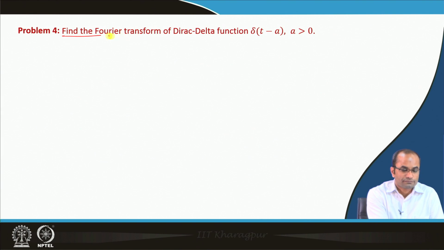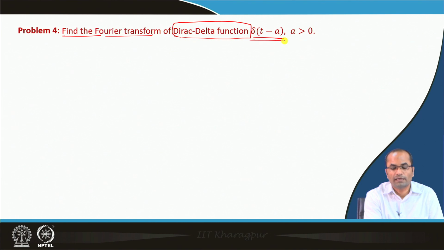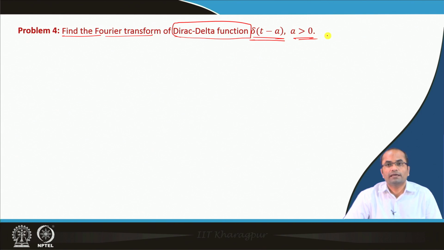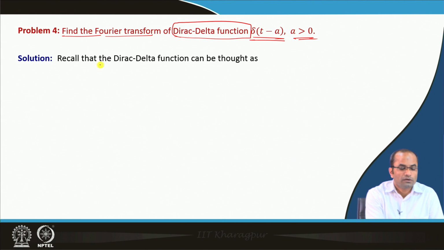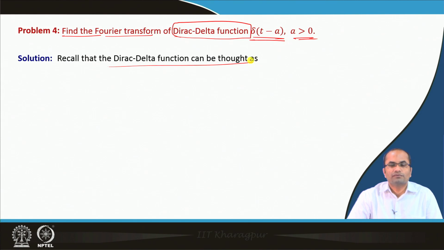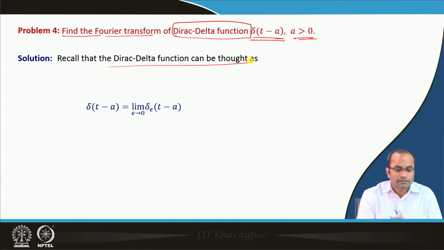Now, we will compute the Fourier transform of the Dirac delta function delta(t minus a), where we take a again positive. So, recall that the Dirac delta function can be defined in various ways, and the simplest way of imagining this Dirac delta function is as a rectangular pulse in the limiting situation.